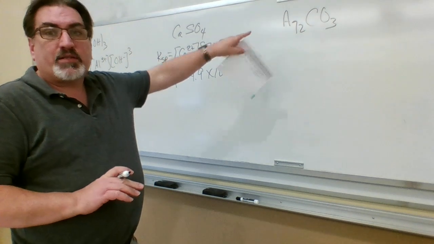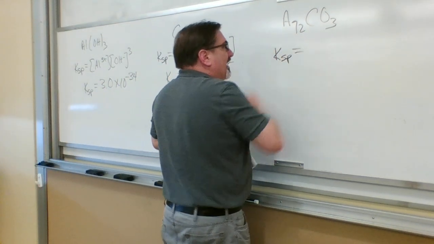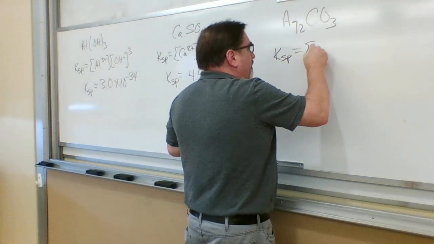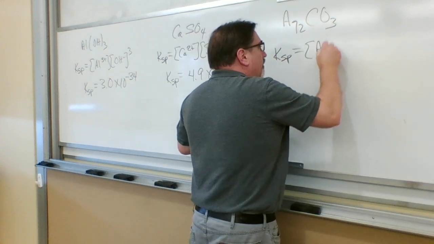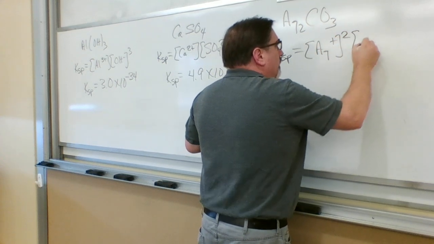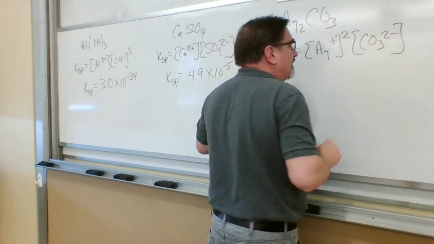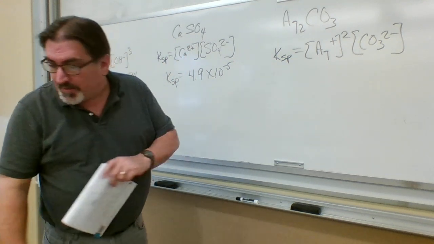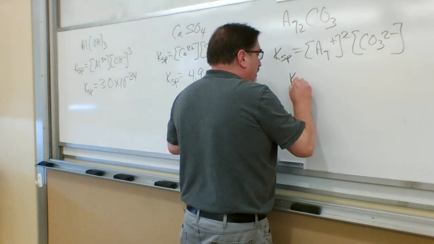Okay, our last one is silver carbonate, Ag2CO3. KSP for this, we have 2 silvers, so it's Ag+ squared, times CO3 2-. The 3 is part of the formula, so it's CO3 2- to the 1st power. And if we look that up in our table, that has a KSP value of 8.5 times 10 to the minus 12.